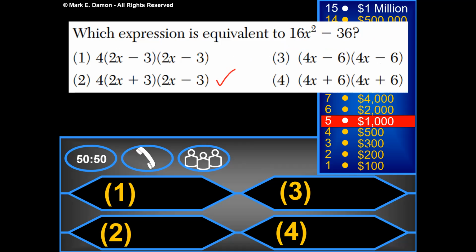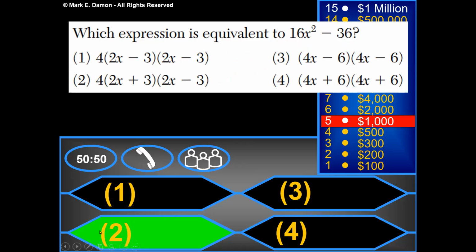But if there were more than one plus minus combinations, you would have to understand that this had a GCF of 4, which is why this number's out here. And that left us with 4x squared minus 9. And that's why we have a 2 and a 3, because we square root the first, we square root the last, and we put a plus and a minus in the middle, right? Okay, that's a mess, but basic knowledge of difference of two squares could have gotten you an answer to this question. So congratulations. If you chose number 2, you got 1,000 points.